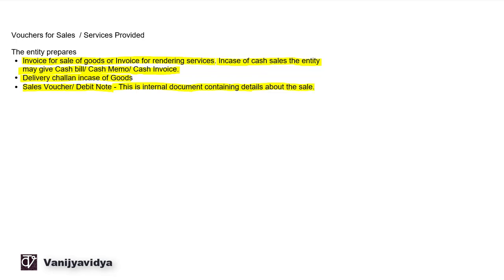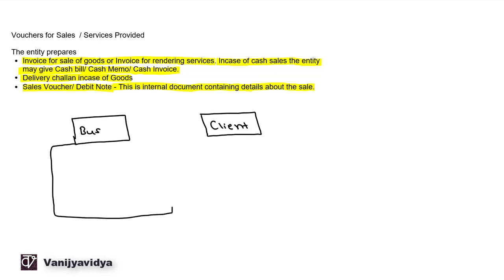Now let's take one example here. So this is your business and this is your client. Within the business there are various departments, like the accounts department, sales department or marketing department. Then there is stores, in charge of stock of goods.